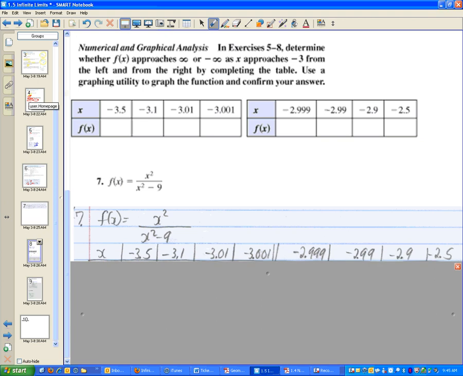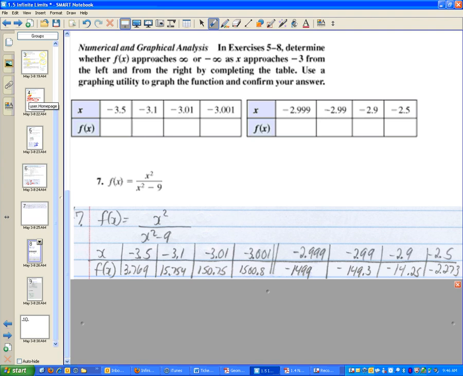Number 7. We're supposed to determine whether f of x approaches infinity or negative infinity as x approaches negative 3 from the left and from the right by completing the table. Use a graphing utility. So, if we use our calculator to fill in this table, if f of x equals x squared divided by x squared minus 9, use your table function. And let's see if we get basically the same things.